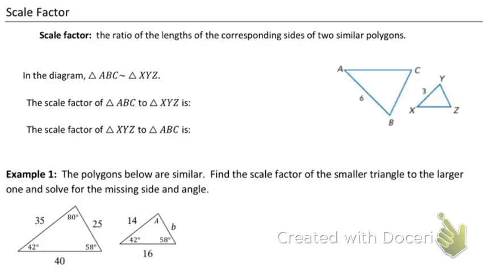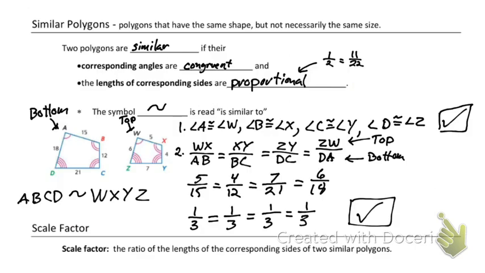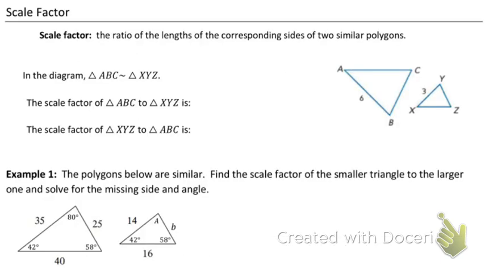The next thing we're going to talk about is scale factor. That is the ratio of the lengths of the corresponding sides of two similar triangles. We already found the scale factor of the one up here. Anyone want to take a guess at what the scale factor is for this one? You're close. 1 over 3. That's our scale factor of this one. Every side here compared to that side is going to be 1 to 3. That is our scale factor. So that's what I mean by the ratio of the lengths of the corresponding sides.